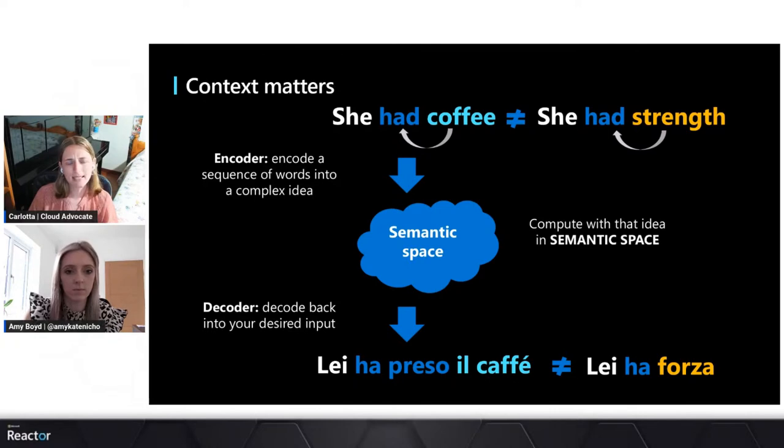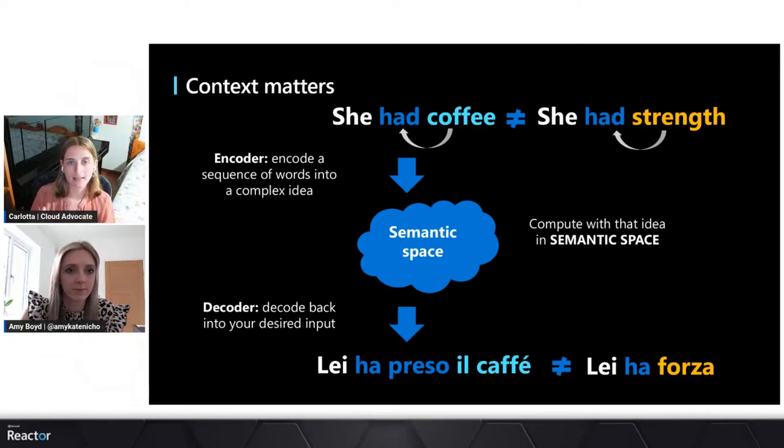What does this mean? We know that the same word can assume a different meaning according to the context in which it's used. Let's take a practical example. We have this sentence, she had coffee, and a second sentence, she had strength. You see here that I'm using the same verb, at least in English. In a language like Italian, you would use a different verb. But in English we have the same term, the term had.